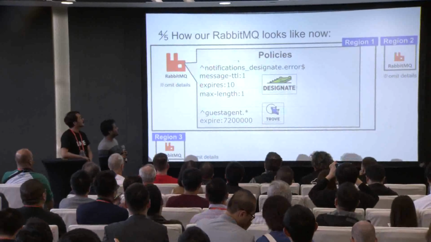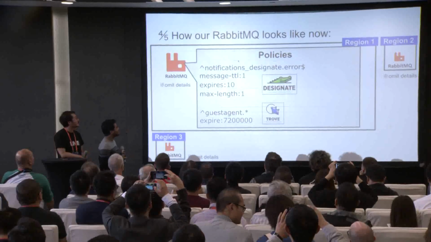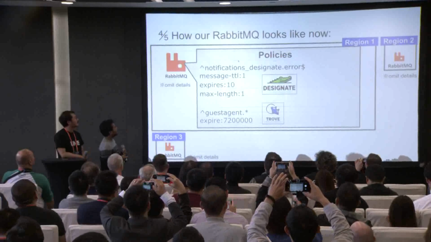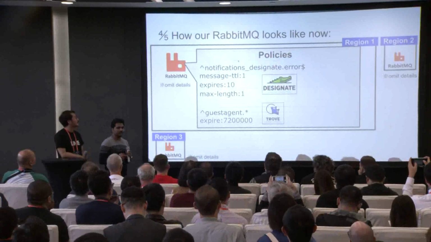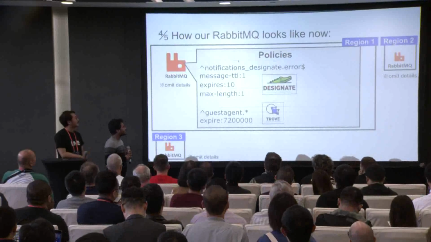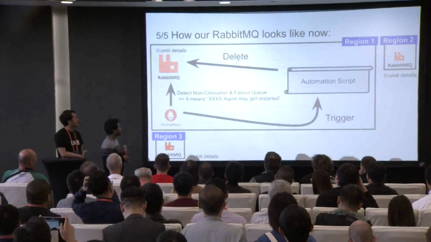And we have a couple of queues which we don't care about, so we have set a black hole policy for them. For example, notification designate.error, which we don't care about, so we have set message TTL to just 1 and expire in 10 milliseconds. And the same for guest agent as well.